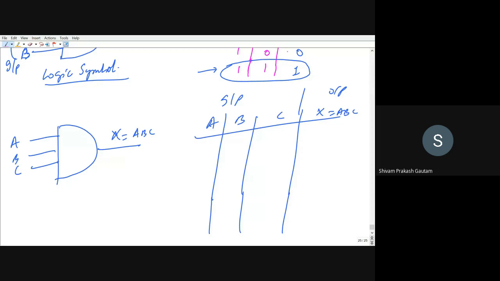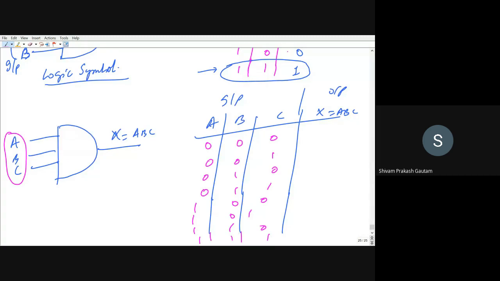Filling the truth table means how many ways you can provide the input. There are three variables, so 2 to the power 3, that means 8 ways. They are 0, 0, 0; 0, 0, 1; 0, 1, 0; 0, 1, 1; 1, 0, 0; 1, 0, 1; 1, 1, 0; 1, 1, 1.